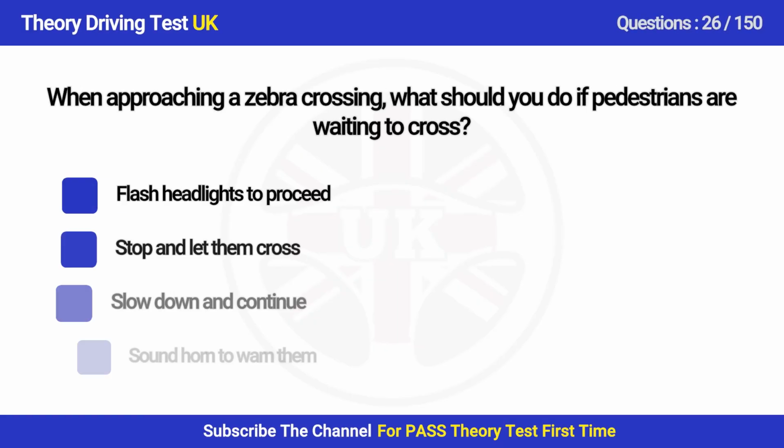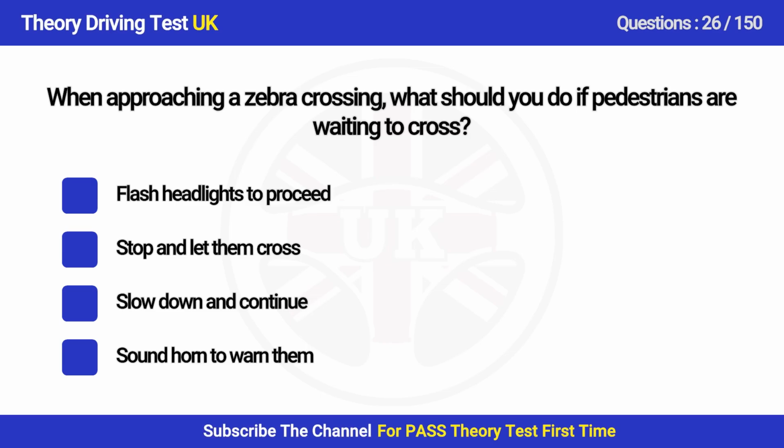Question 26. When approaching a zebra crossing, what should you do if pedestrians are waiting to cross? A. Flash headlights to proceed. B. Stop and let them cross. C. Slow down and continue. D. Sound horn to warn them. Answer is B. Stop and let them cross.